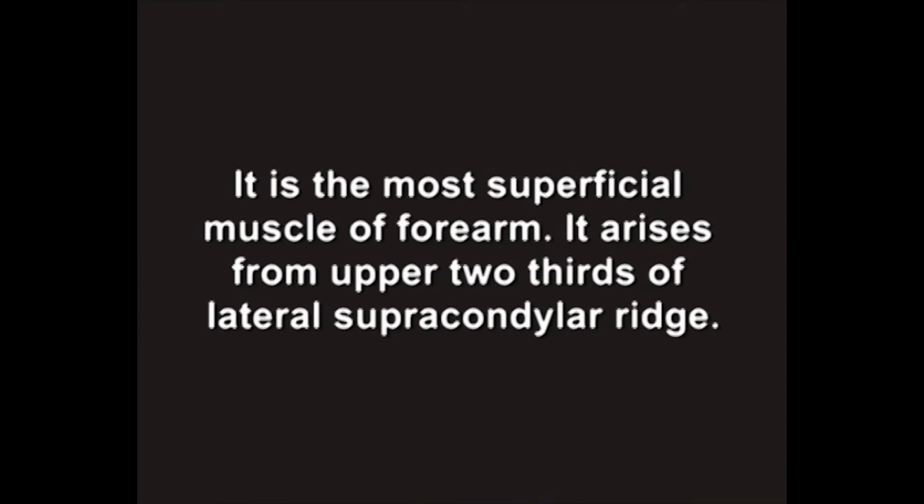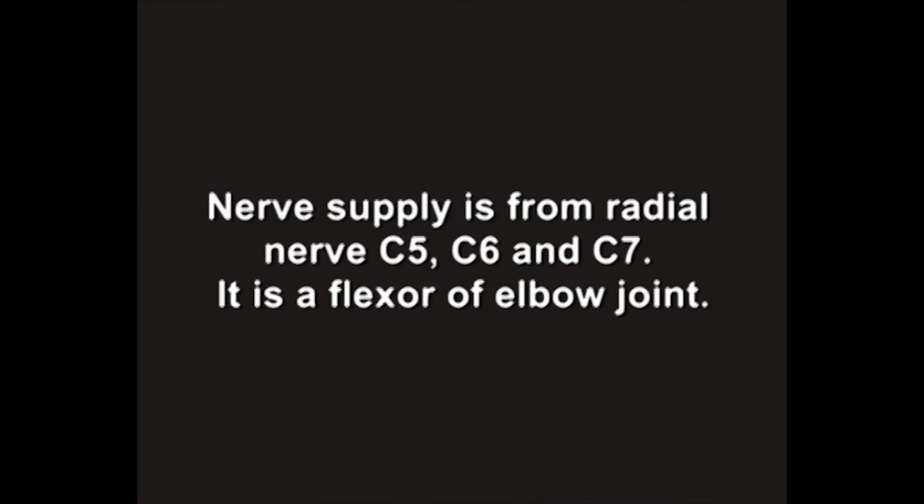Brachioradialis. It is the most superficial muscle of the forearm. It arises from upper two-thirds of lateral supracondylar ridge. Nerve supply is from radial nerve C5, C6 and C7. It is a flexor of elbow joint.